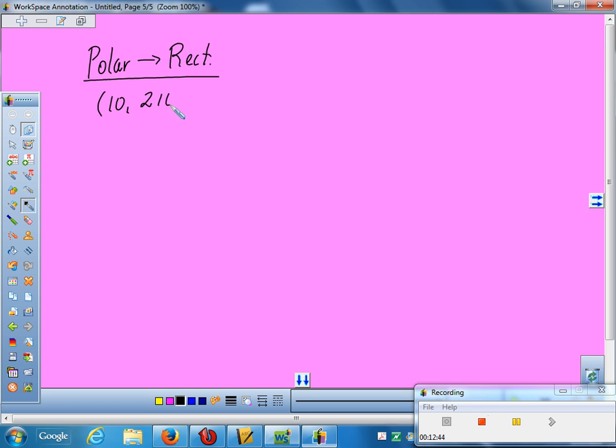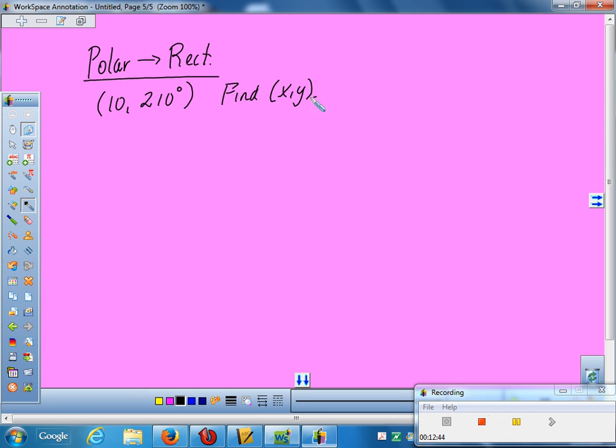Okay. So I am going to give you the polar coordinates 10, 210 degrees, and I want you to find me the rectangular coordinates that end up in the same spot. So you have to find me x comma y. Every single time, as you should have learned by now in trig, you need to draw the picture.